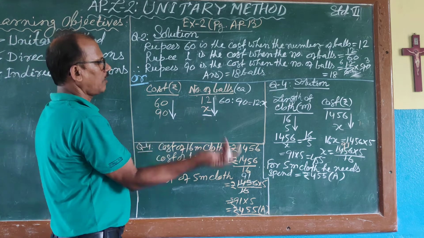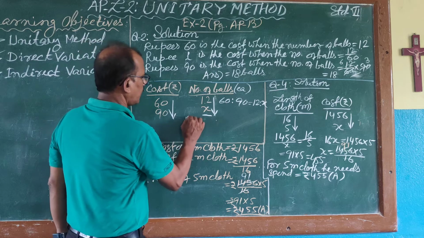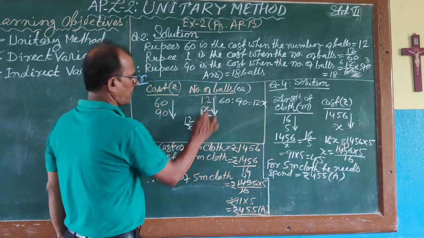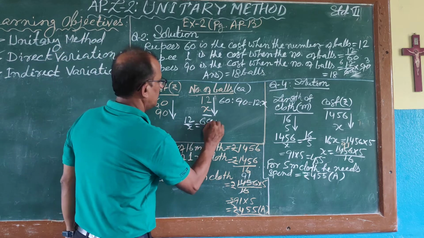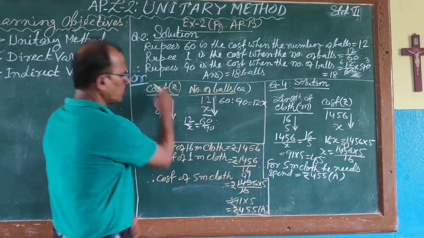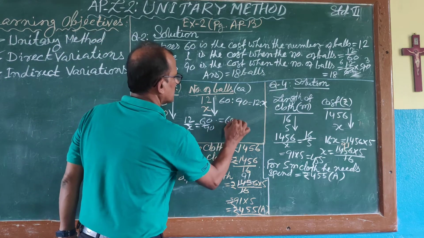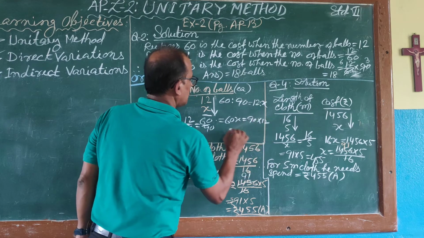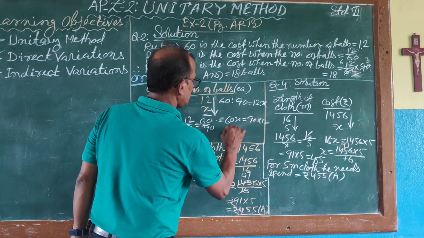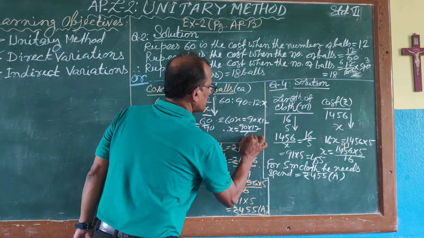Now you got it. Now I will not do this, I will do this one only. See what I will do? 12 by x. Write down the fraction. Now it will be 60 by 90 as per the arrow direction. 60 by 90. Now we go for the cross multiplication. See, 60x is equal to 90 into 12. Therefore, x is equal to 90 into 12 divided by 60.